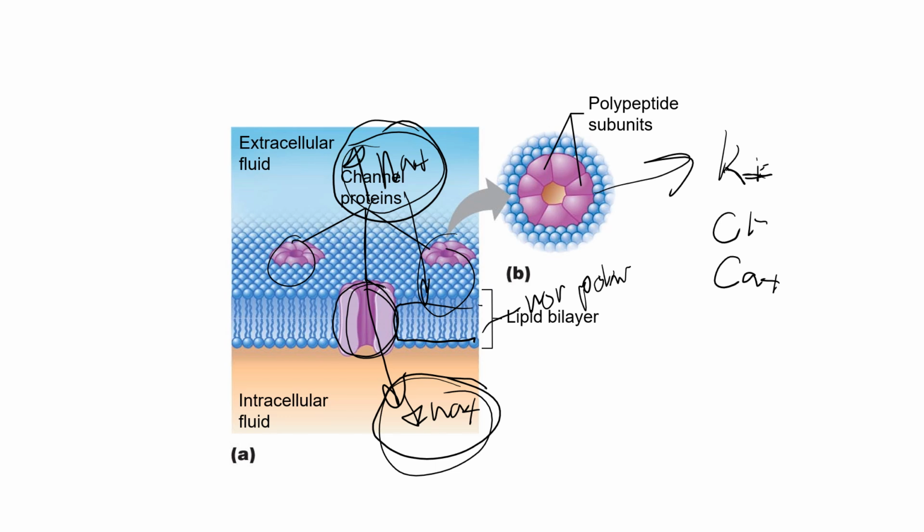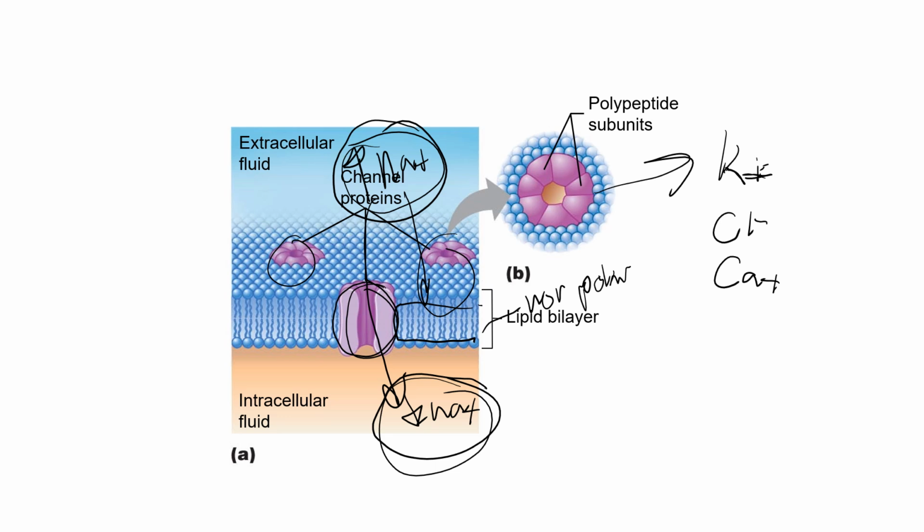As long as there's a high concentration of that particular ion on one side of the cell and a low concentration of that particular ion on the other side of the cell membrane, and there's a pore, then that particular ion will be able to move through that pore from the high to the low concentration.